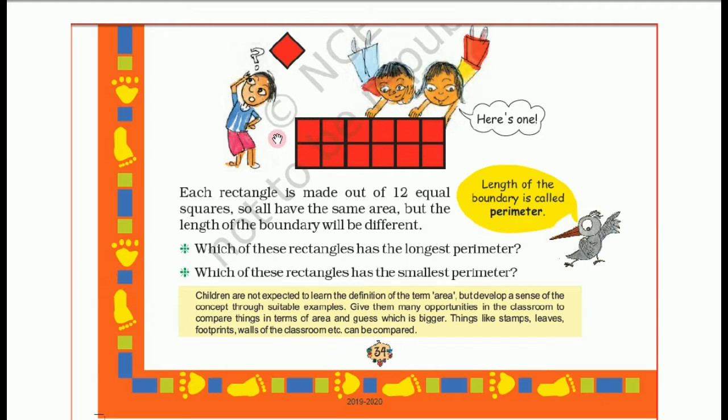This is the boundary. Outside is the boundary, and the boundary will be different, and the length of the boundary is called perimeter. So this length of the boundary is called perimeter. Now the question is, which of these rectangles has the longest perimeter and which of these rectangles has the smallest perimeter?